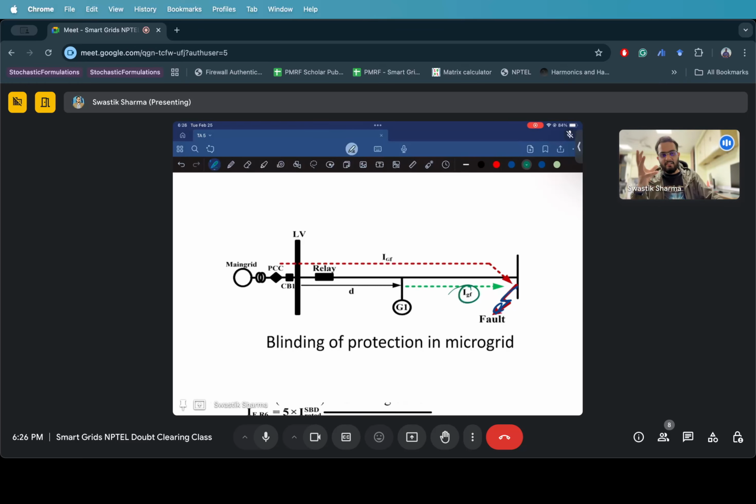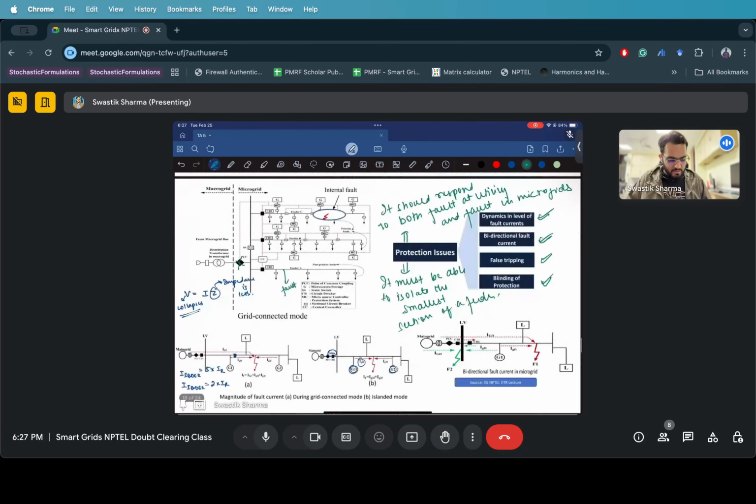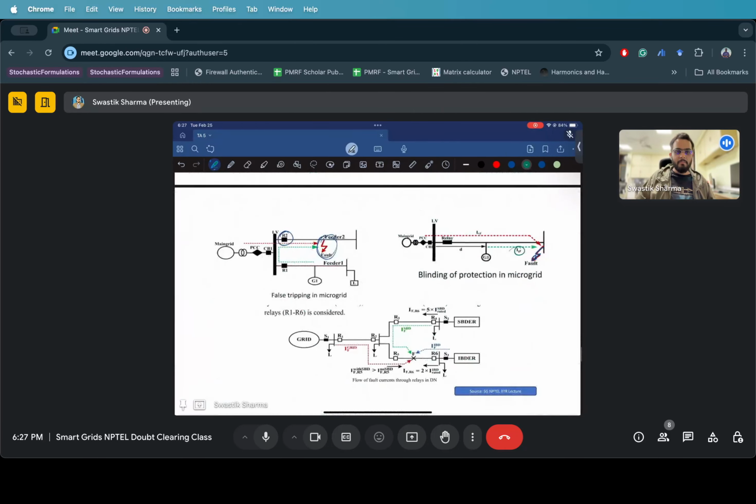So it won't see the level of current which it is supposed to see for tripping circuit breaker 1, right? And this is what is called blinding of protection in microgrids. This usually happens at upstream relays connected directly across the substation, where it is unable to tell if the fault has occurred or not, because it's not seeing the level of fault current it is meant to see. So this is one way in which the protection relay suffers, and that is why we should be able to come up with newer schemes at our disposal, right?